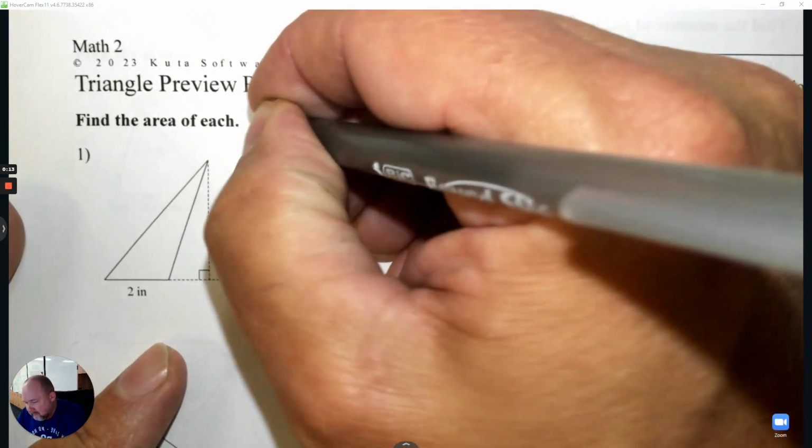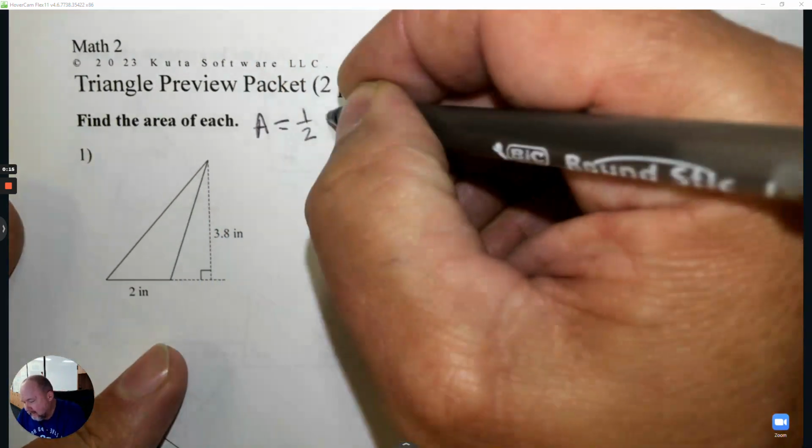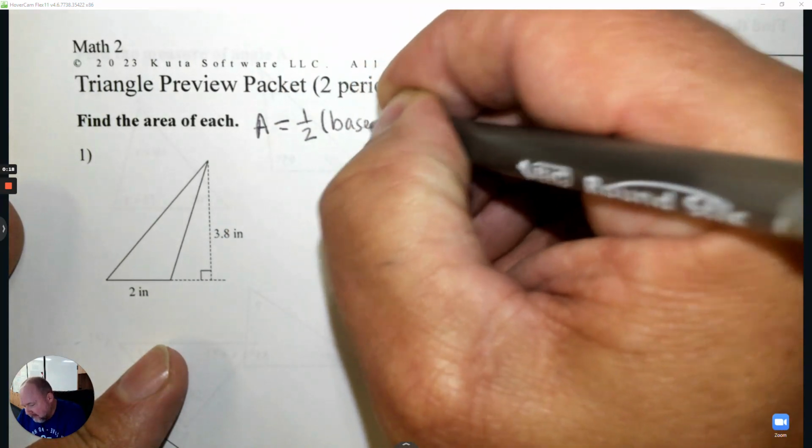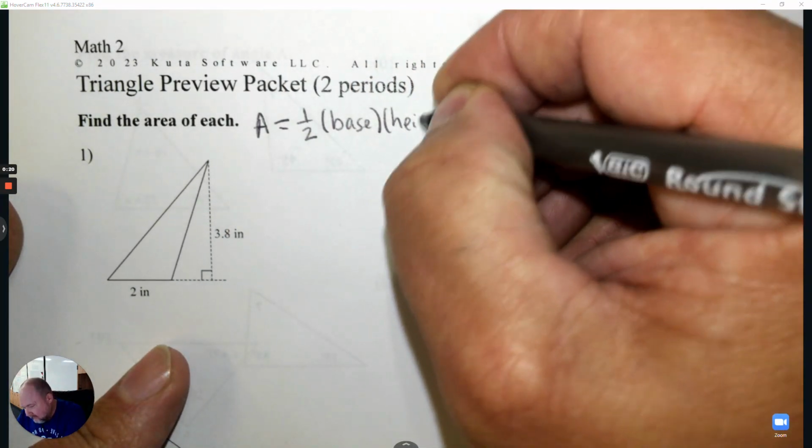So the formula for area is 1/2. You multiply the base and the height. Just like that.